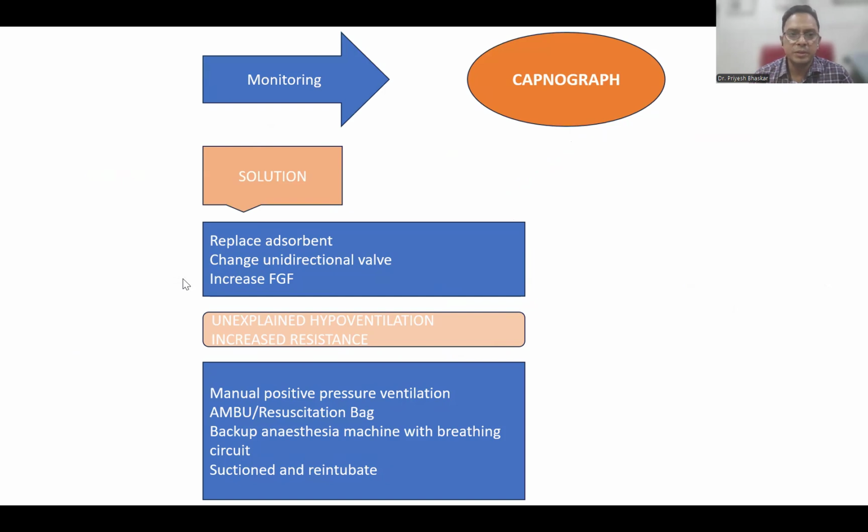If it is a problem of absorbents, then replace the absorbents. Change the unidirectional valve and increase the fresh gas flow. If you are still getting unexplained hypoventilation or increased resistance, then you have to go for manual positive pressure ventilation. And if during manual positive pressure ventilation, compliance or breathing resistance is abnormal, then the fault lies in the anesthesia delivery system, either in the breathing circuit or the patient. And if it is still difficult to ventilate with a resuscitation bag or a new anesthesia delivery system, you have now changed the delivery system, the problem then definitely lies with the airway device or the patient, right? So you have to keep a backup anesthesia machine with a breathing circuit. And if the problem is with the patient, then you have to suction and re-intubate with the endotracheal tube.